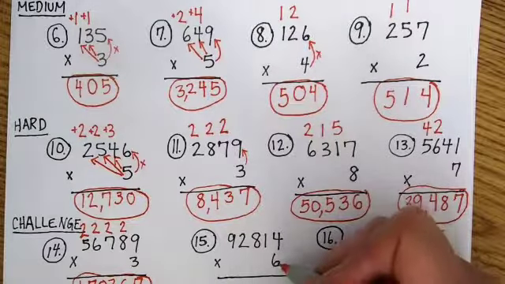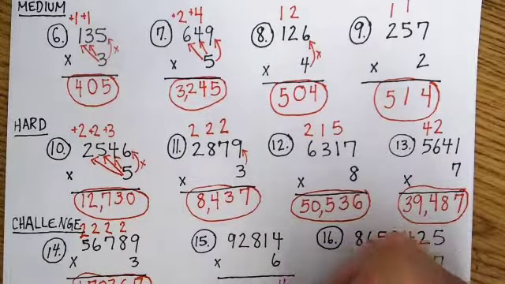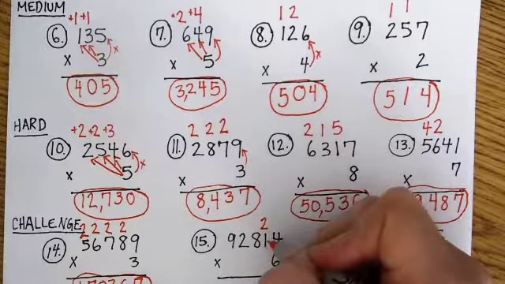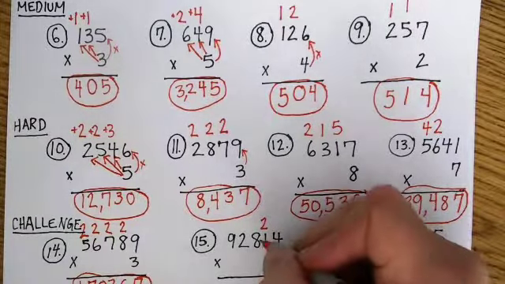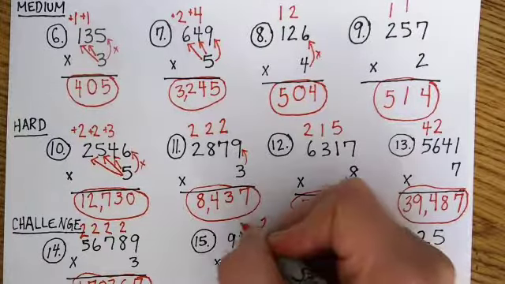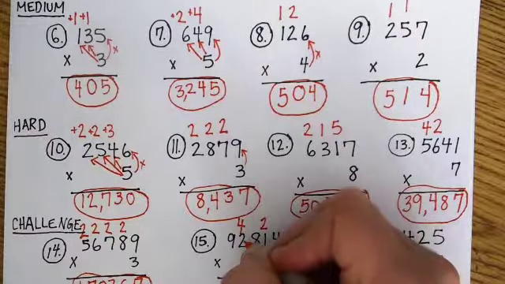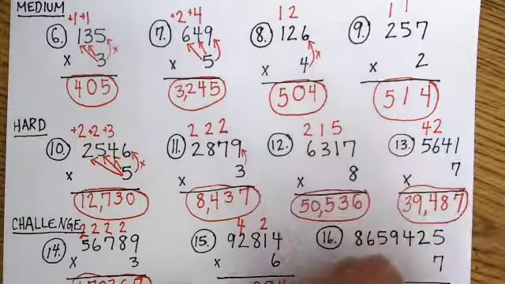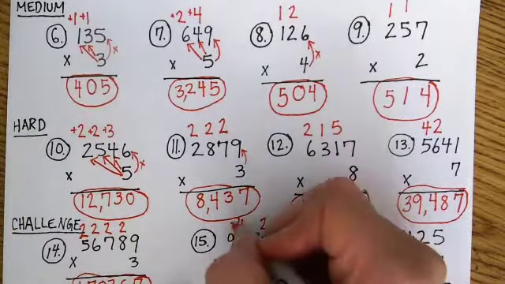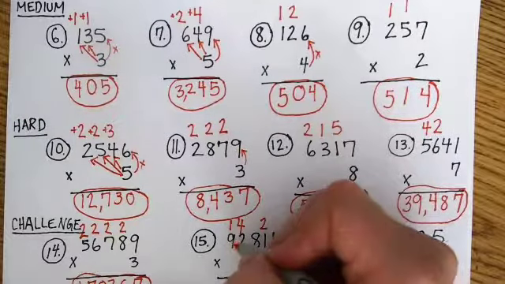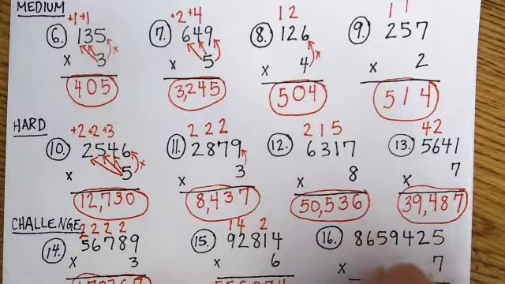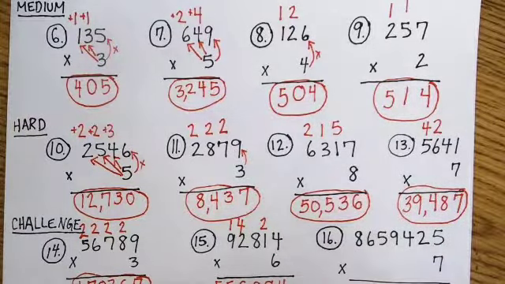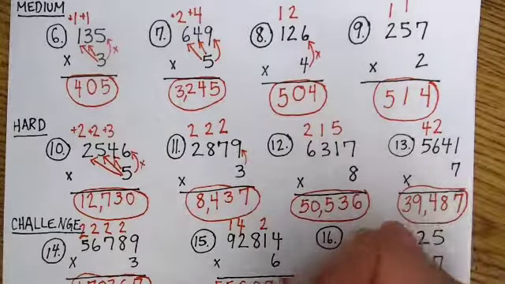92,814 times 6. 6 times 4 is 24. Down the 4, carry the 2. 6 times 1 is 6, plus 2 is 8. 6 times 8 is 48. Put down the 8, carry the 4. 6 times 2 is 12, plus 4 is 16. Put down the 6, carry the 1. 6 times 9 is 54, plus 1 is 55. So this one will come over 3, the comma goes here, it's 556,884.